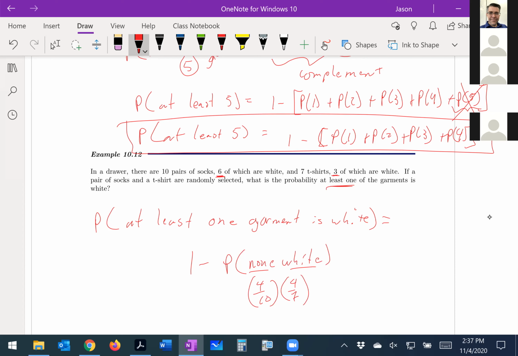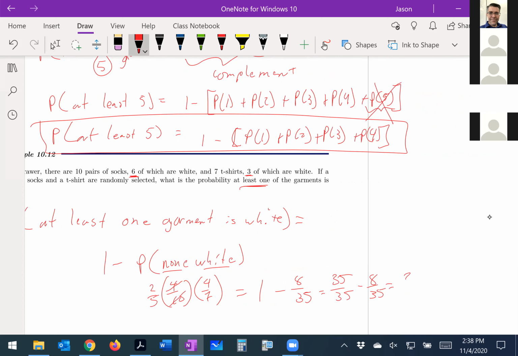So I'm going to reduce this to 2/5, and that's going to become 1 minus 8/35, which is going to become 35 over 35 minus 8 over 35, which is equal to 27 over 35. So you have a 27 over 35th chance of selecting at least one white sock or one white shirt by randomly choosing from your sock and shirt drawer.